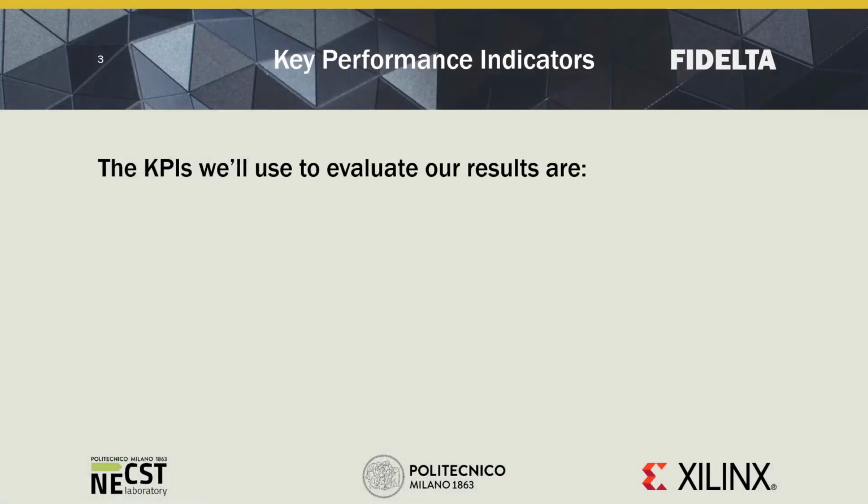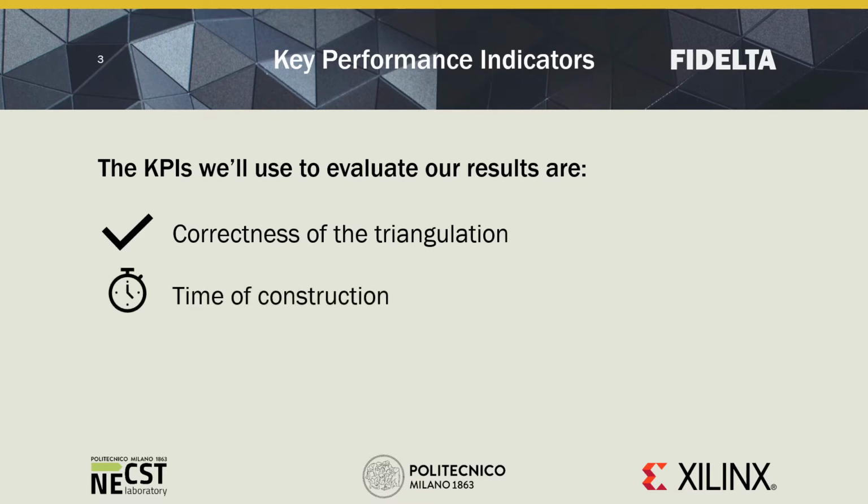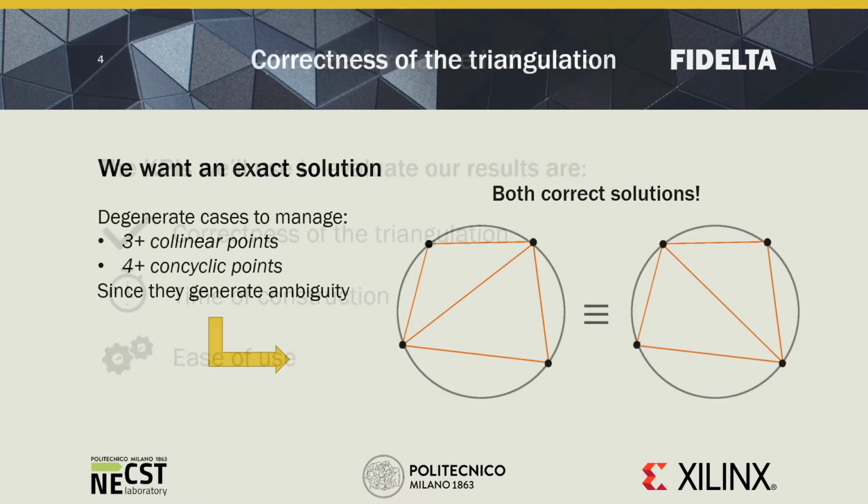The key performance indicators we'll use to evaluate our results are correctness of the triangulation, time of construction, and ease of use. Even though in some situations an approximated solution could be enough, we want the triangulation found by our implementation to be exact. This is not naive, as we have to take into account several degenerate cases, like 3 points being collinear or a circle intersecting 4 of them, because when this occurs, the solution is not unique.